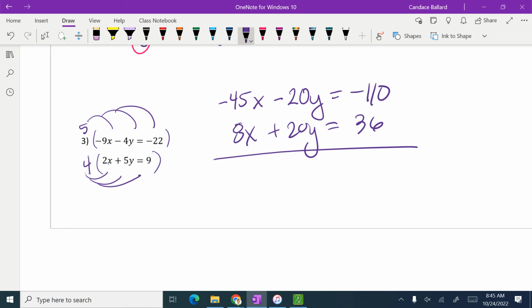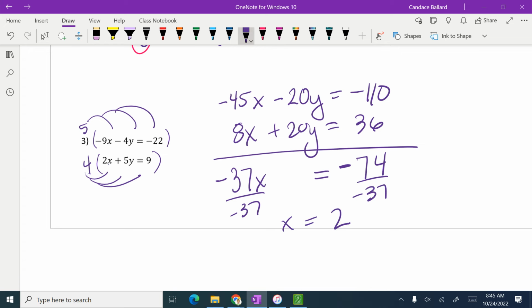All right, negative 45 and positive 8. Very good with 37. All right, the 20y's cancel like we expected them to, right? Negative 110 and positive 36. It's okay to use a calculator. What do we get? 74. Perfect. Okay. They should set up nice because look at what's happening, right? I'm going to divide by negative 37. I'm going to guess, is it 2? Yeah. It was really nice, right?